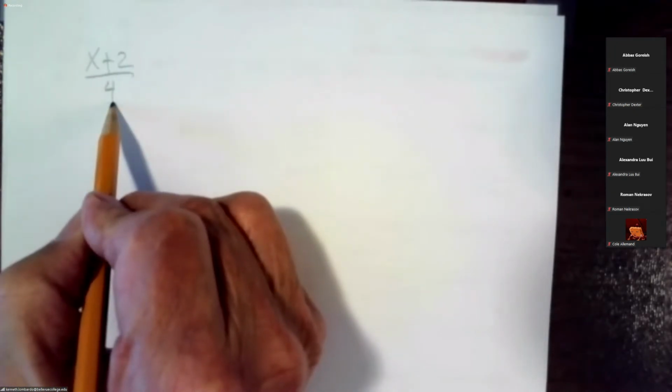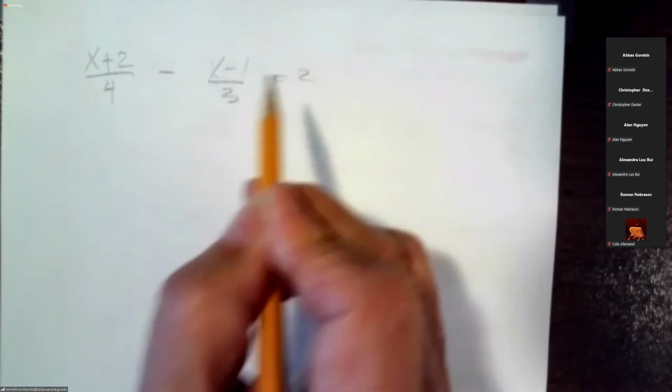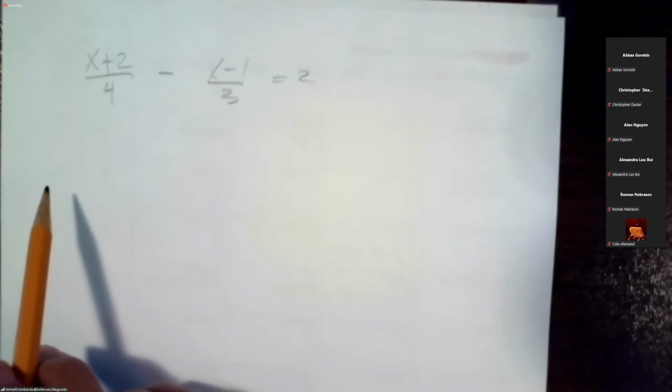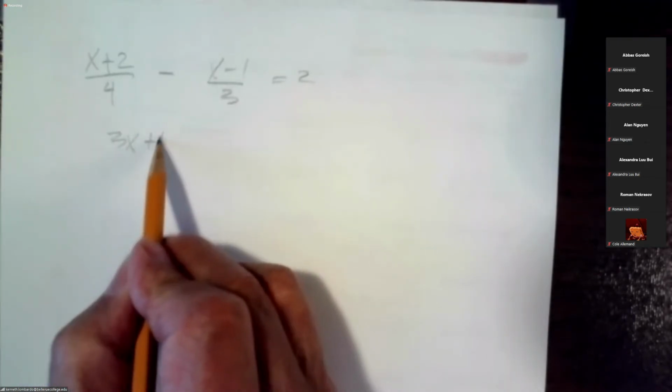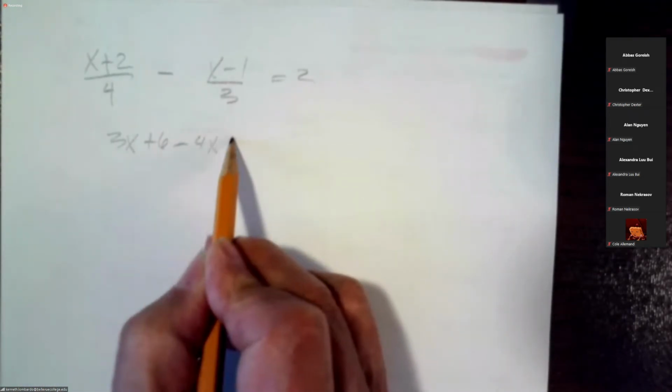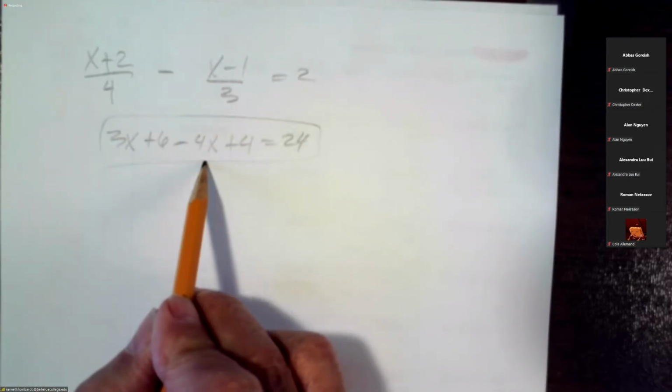Oh, okay. Let's see. We were solving x plus 2 over 4 minus x minus 1 over 3 equals 2. What do we have for a common denominator? I just wanted to finish copying what you had down on the other page. I don't need to go through the entire thing again. Okay, so 3x plus 6 minus 4x plus 4 equals 24. Are you able to solve that for x?